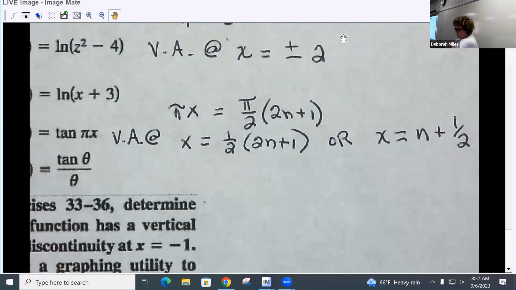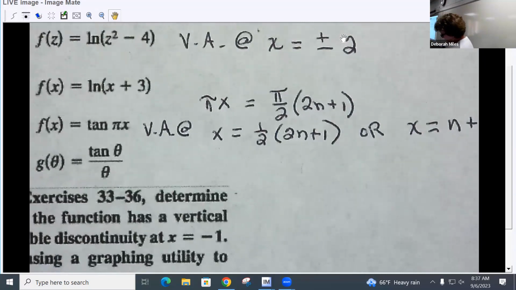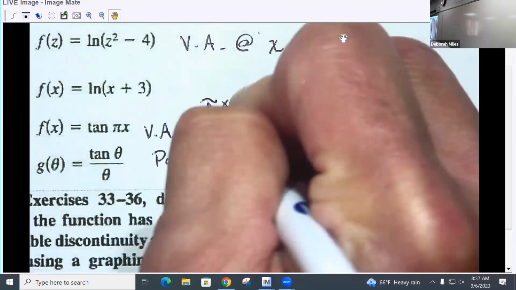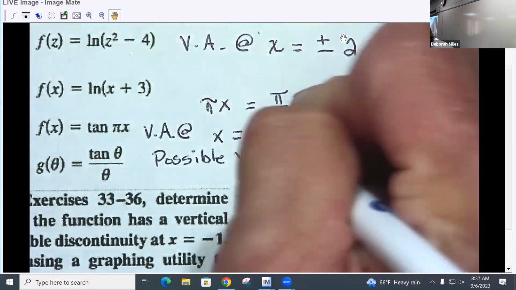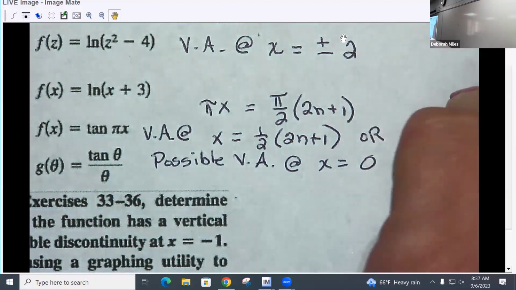All right, what about 32? G of theta is tangent theta over theta. What are our worrisome values of theta? 0 would be a problem because that would give us 0 in the denominator. What else would be a problem? The odd half pi's. Let me write it this way. The possible vertical asymptotes at x equals 0 and x equals odd half pi's.